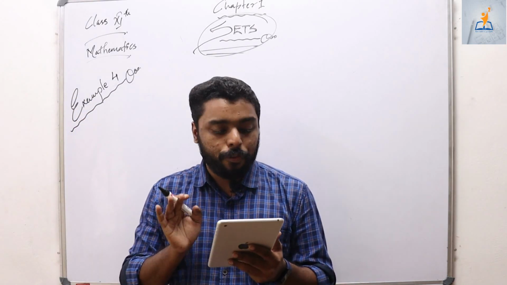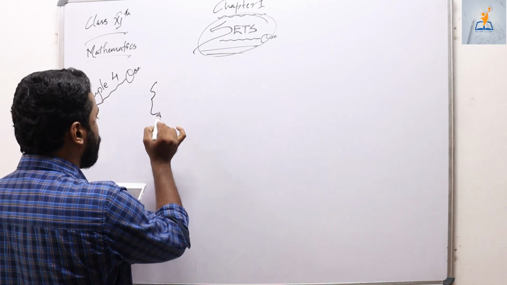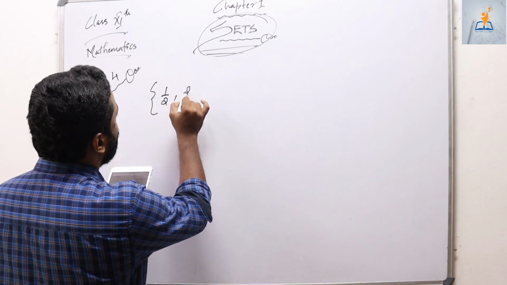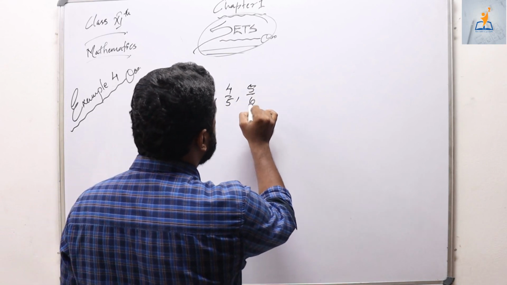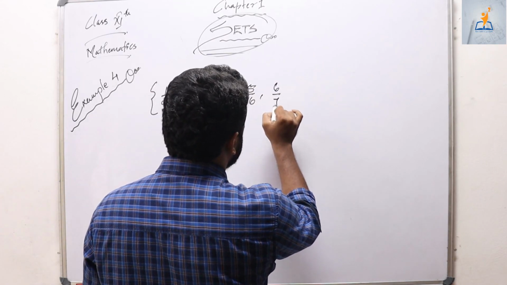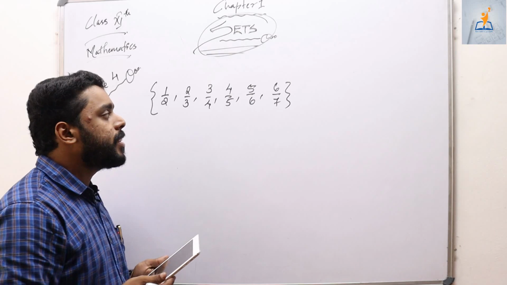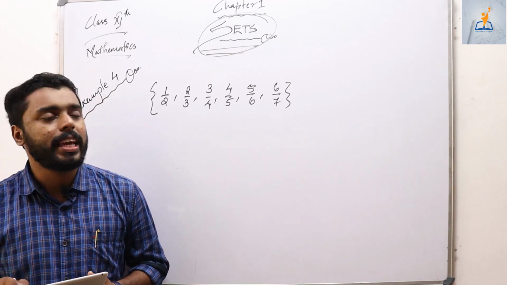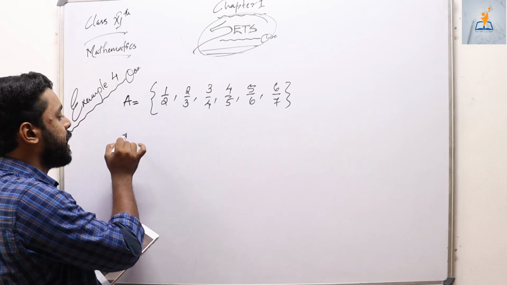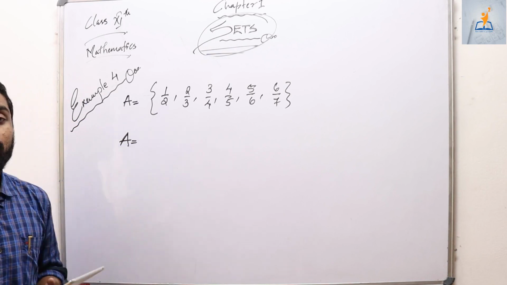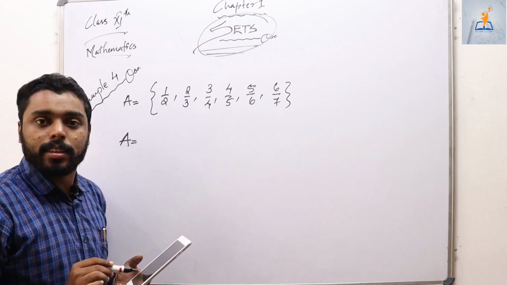Coming on to example 4 of your textbook, the question is, write the set. You are given with a set in the roster form. Write the set 1 by 2, 2 by 3, 3 by 4, 4 by 5, 5 by 6, and at the last 6 by 7 in the set builder form. So you are asked to write this set in the set builder form. This is a very interesting question. Let me name this set A. So you are asked to write the set builder form for the set A. See, you can observe the specialty. The numerator is 1 less than the denominator.